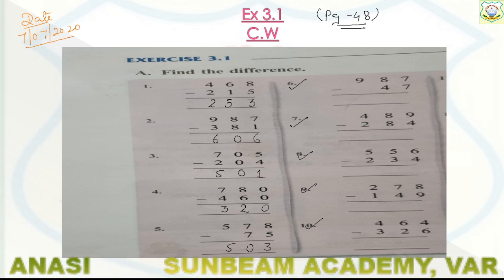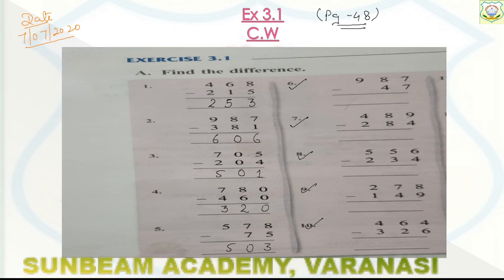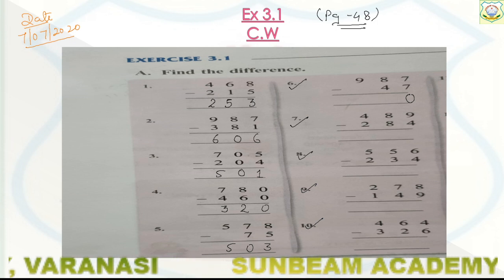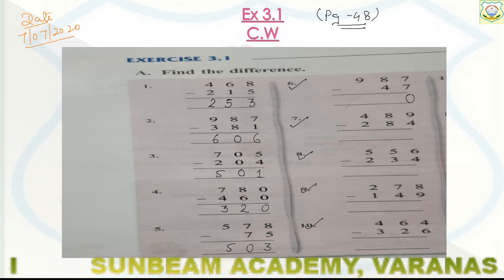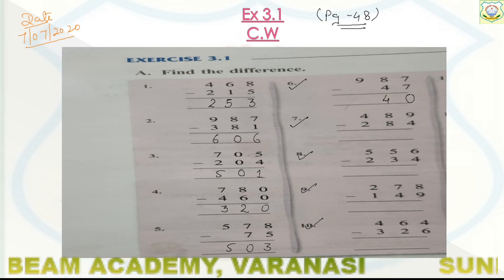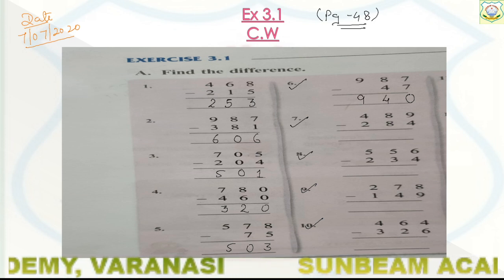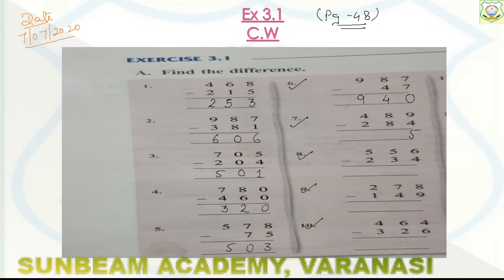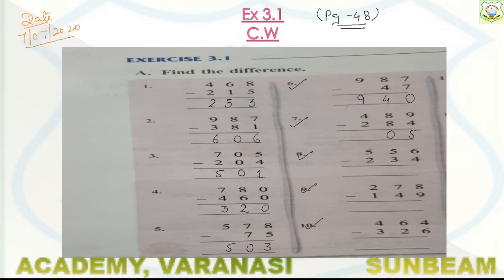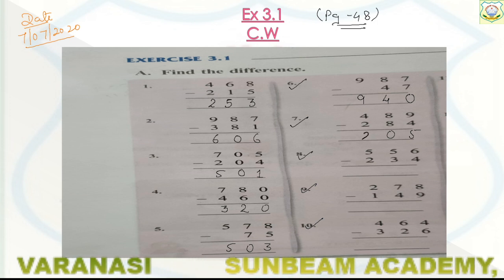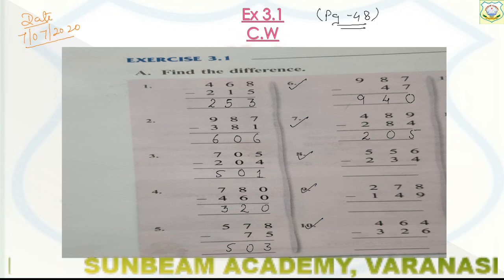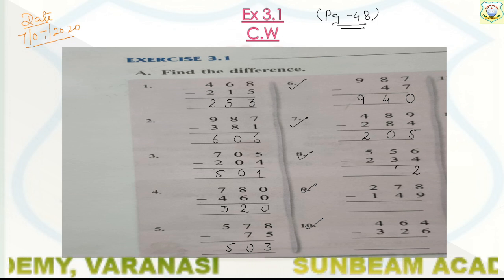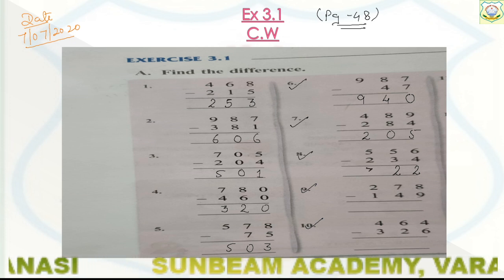Okay, so now I am writing the answer here. 7 minus 7 is 0. And here we have to take borrow, right? No, it's 8. Okay, fine. 8 minus 4 is 4. Then it's 9. So the answer is 940. Now here 9 minus 4, that is 5. 8 minus 8 is 0. 4 minus 2 is 2. Now here 6 minus 4 is 2. 5 minus 3 is 2. 5 minus 2 is 3.